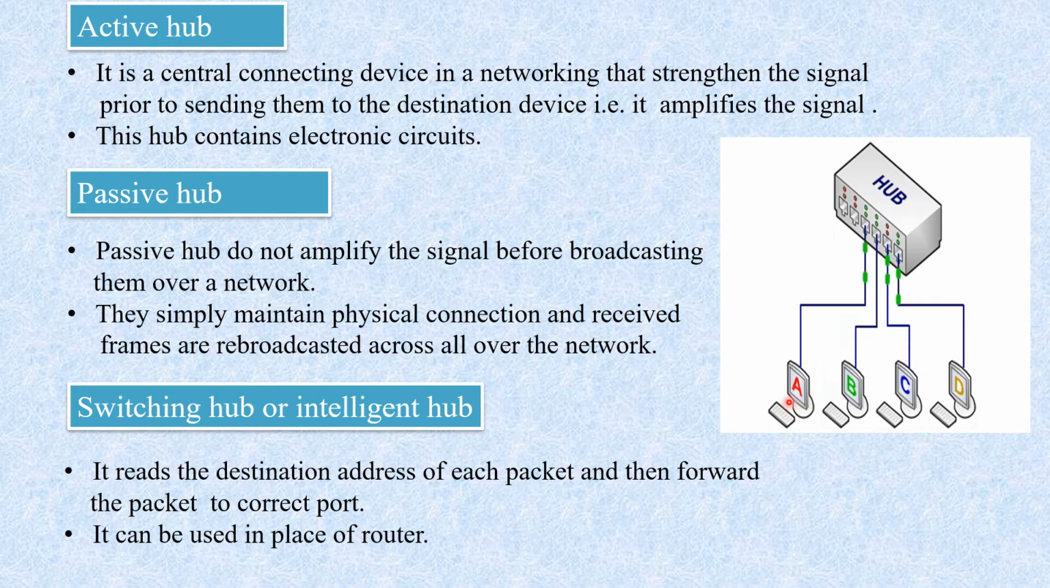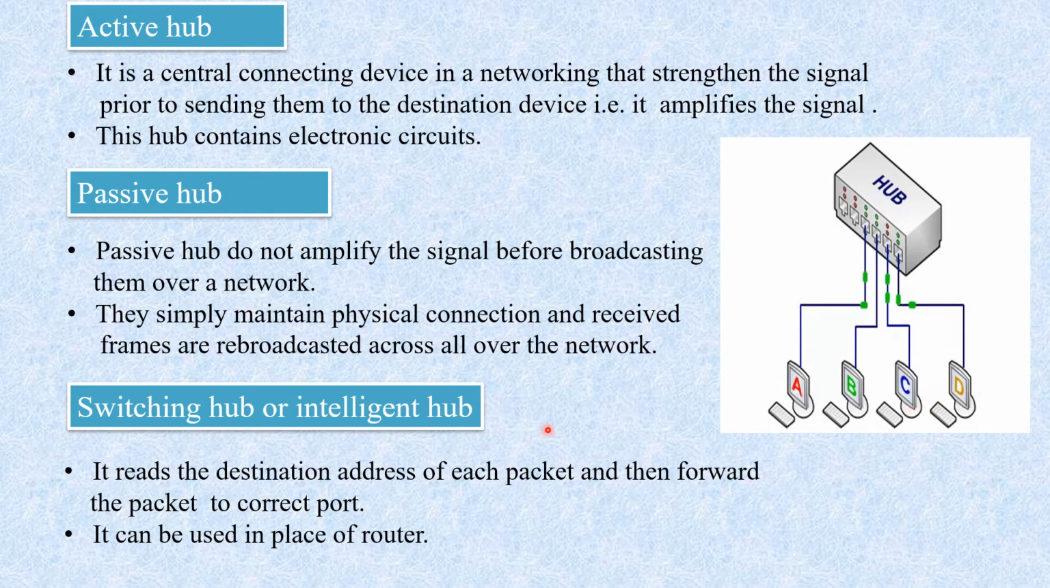See now here A is sending the signal to B, but it is received by all the nodes, that is C and D also. They simply maintain the physical connection and the received frame is then broadcast all over the network. It is just a connector that connects the wires coming from different branches.